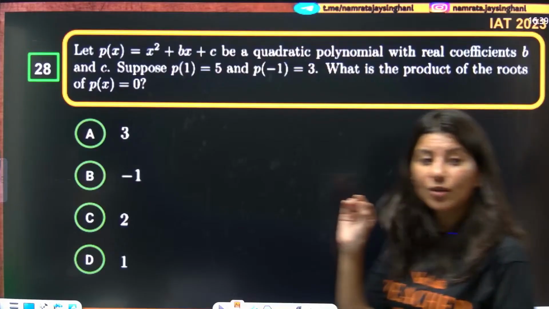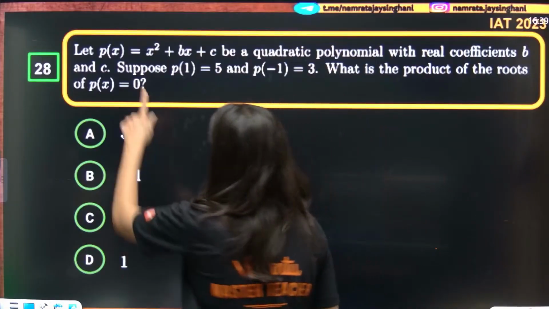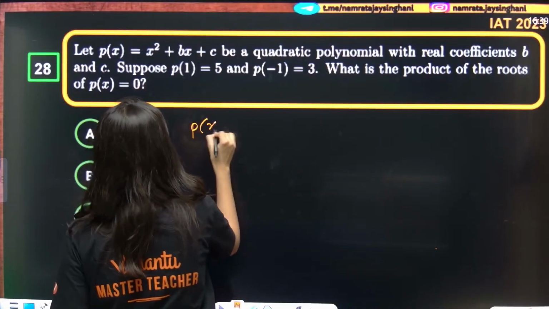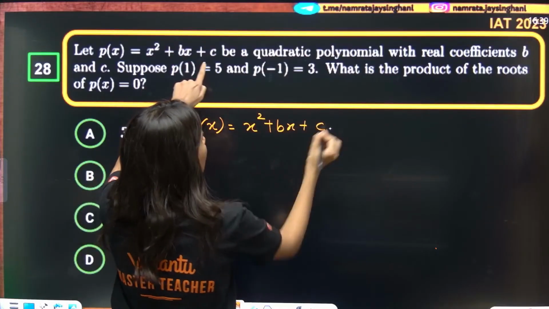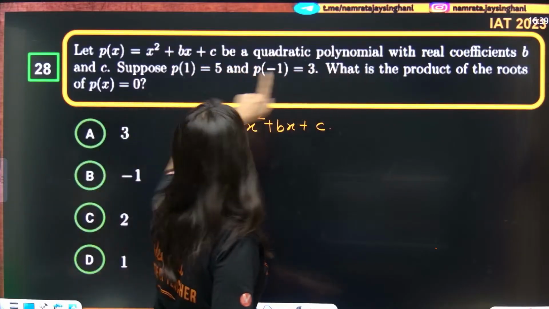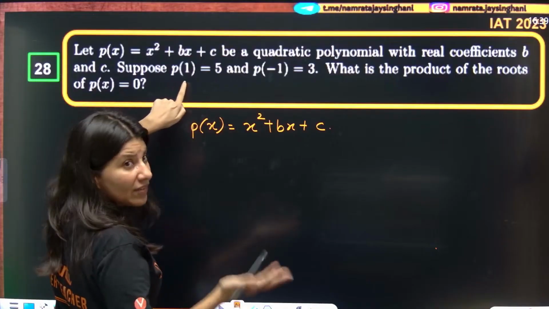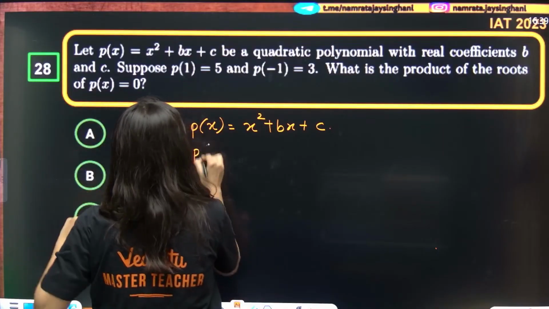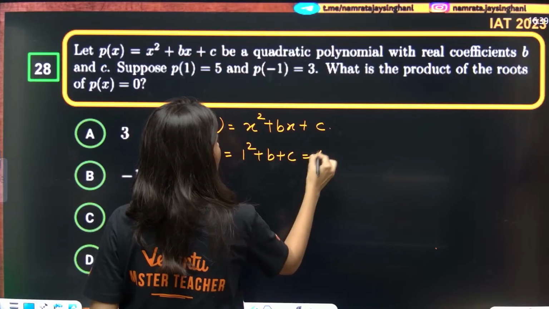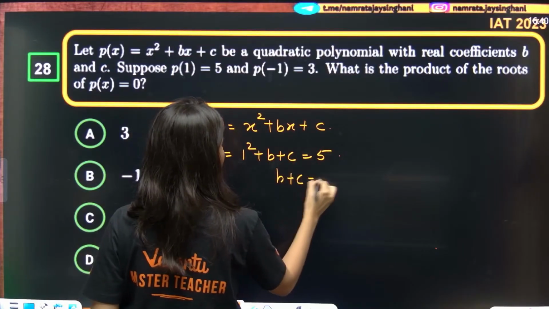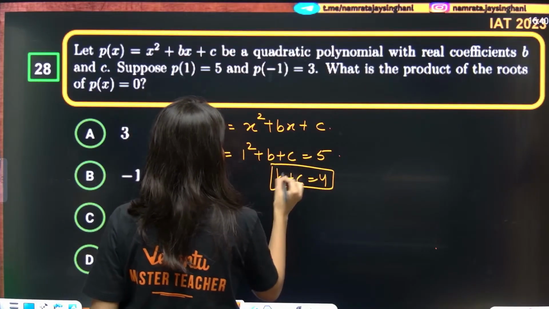This is from the world of quadratic equations. So P(x) is given to you: x square plus Bx plus C, a quadratic polynomial with real coefficients B and C. Suppose P(1) is equal to 5. So P(1) is 1 square plus B plus C, which is equal to 5. So B plus C is coming out as 4, everybody.